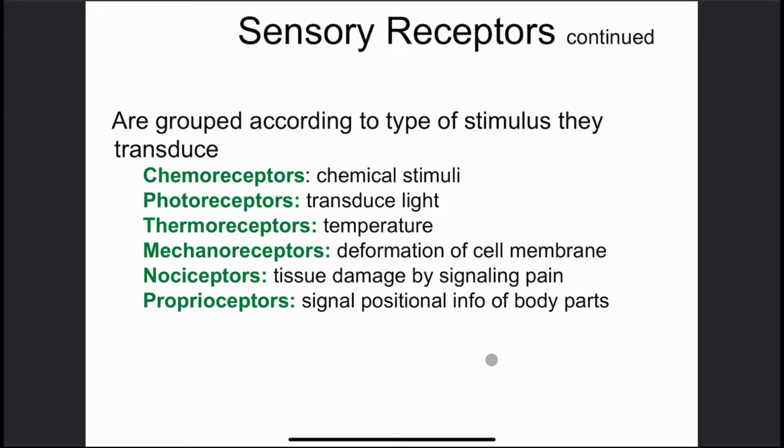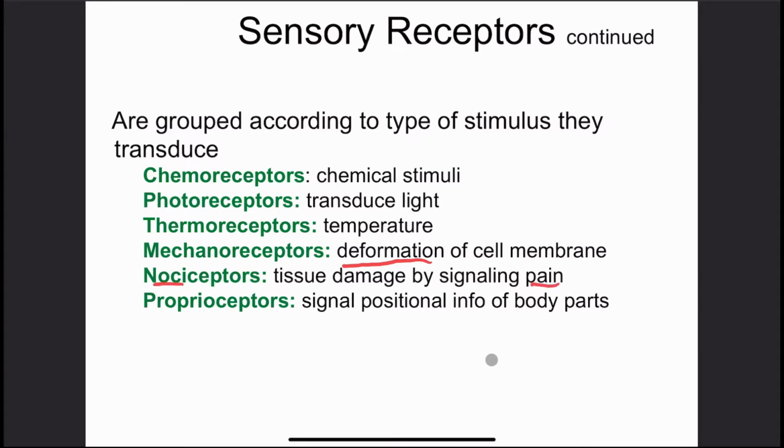Chemoreceptors are going to respond to chemical stimuli. Photoreceptors are going to respond to light energy. Thermoreceptors are going to respond to temperature. Mechanoreceptors are going to respond to mechanics, so that could be like pressure. The way that our cell identifies this is by the change, or deformation, of the cell membrane. Nociceptors, noci has to do with pain.